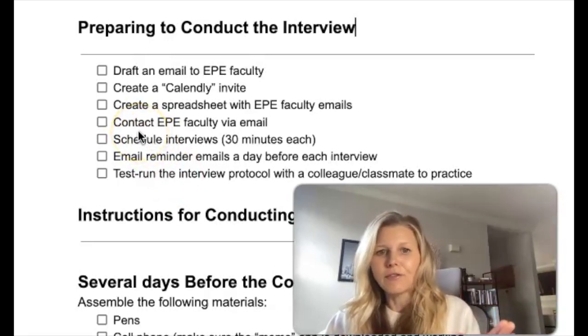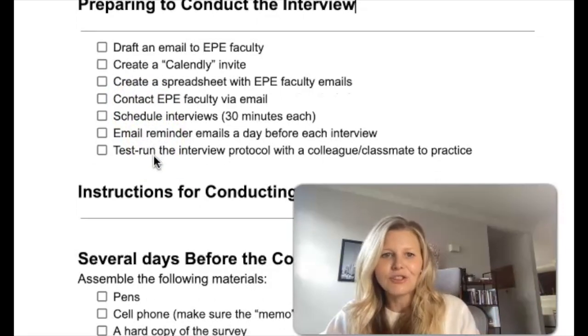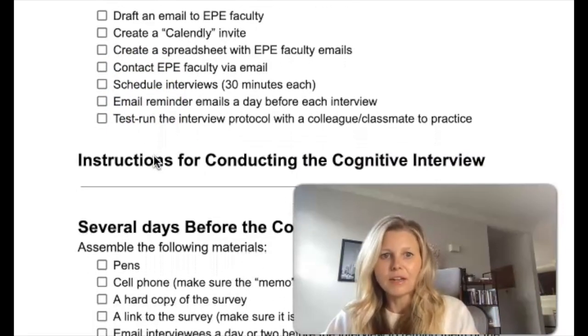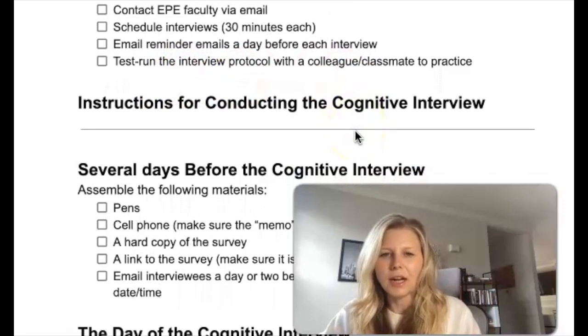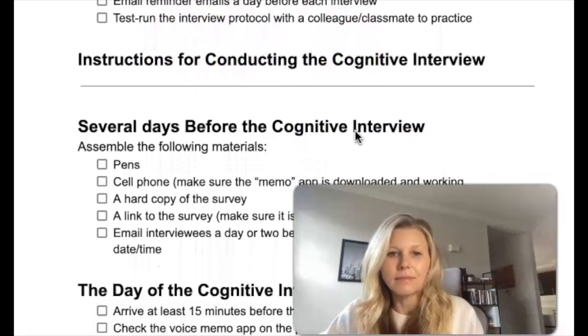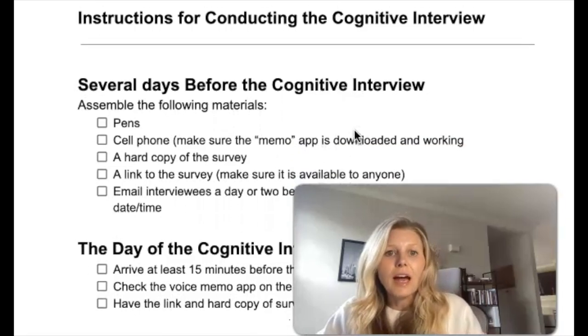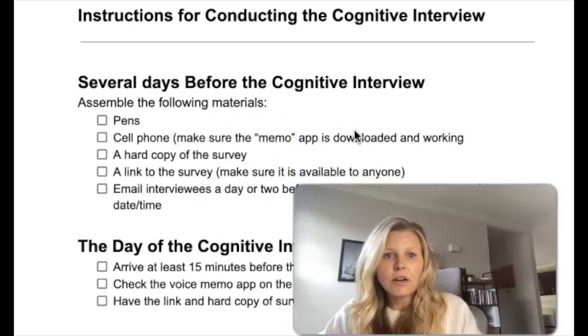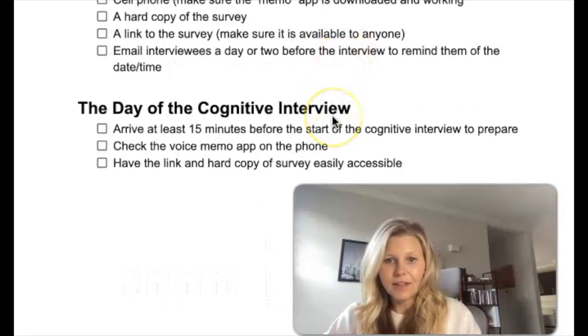Then I love anything I can do to check off. So if I contacted them, I got to check that off. And then scheduling them, I emailed some reminders. And then the last one was to do a practice, which I don't think I actually ended up doing, but it probably would have been a good idea to do. So then I had some instructions for conducting the interview. I have some things to do before the interview, the day of the interview.